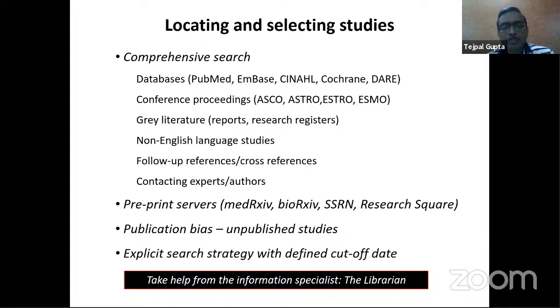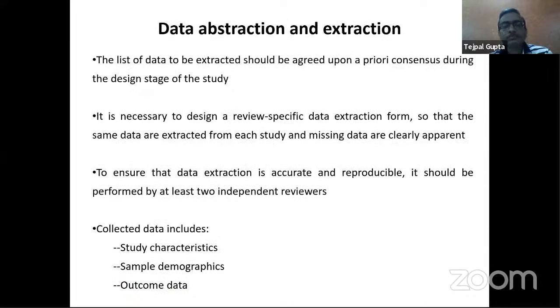You also have to look at publication bias, and there are several unpublished studies. So negative studies generally don't get published, so you have to try and find the unpublished studies as well. The bottom line is that you have to have an explicit search strategy with a defined cutoff date.